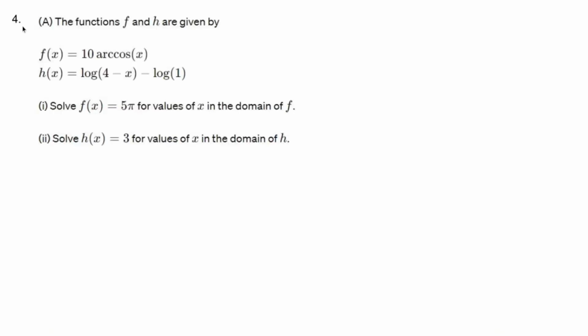So here we go. Problem 4, part A gives us f of x and h of x, and they're both gross looking. Actually, f of x is the only one that's gross looking. The functions f and h are given by f of x equals tan arc cos, which, by the way, I hate that. I'm going to rewrite it. 10 inverse cosine of x. Sorry, AP, I don't follow your rules. And then there's h of x, a bunch of logs. Solve f of x equals 5 pi for values of x in the domain of f.